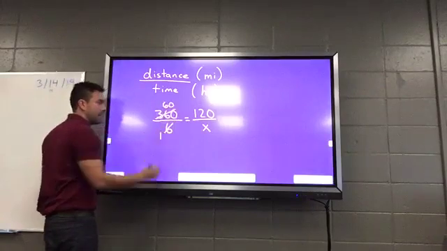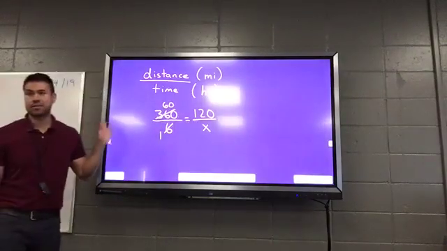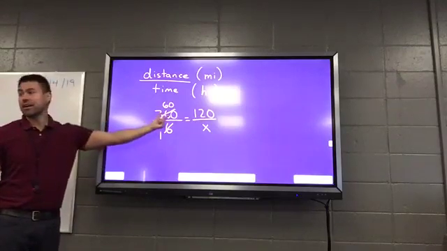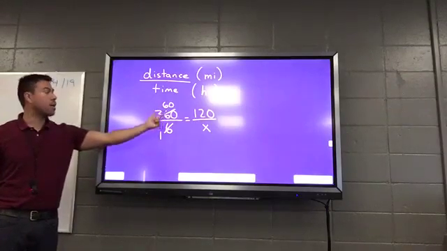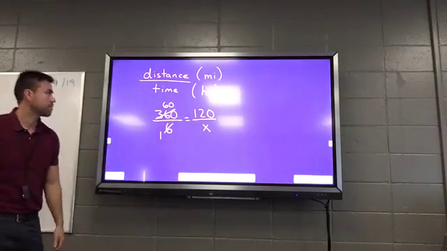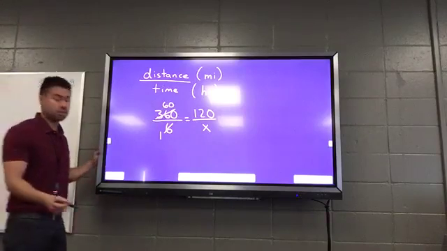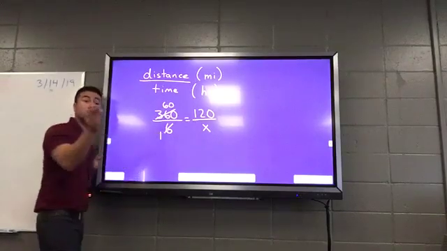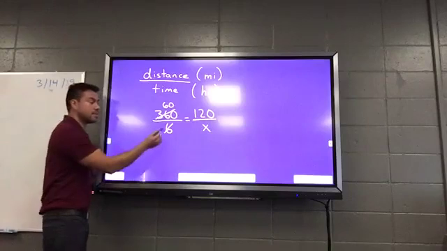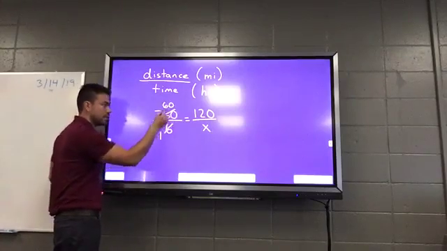60 over 1. That made the problem much easier. Why? Because smaller numbers. What goes into both of these? Or just simplify. 6 goes into both of them. 6 goes into 6 once. 6 goes into 360 60 times.